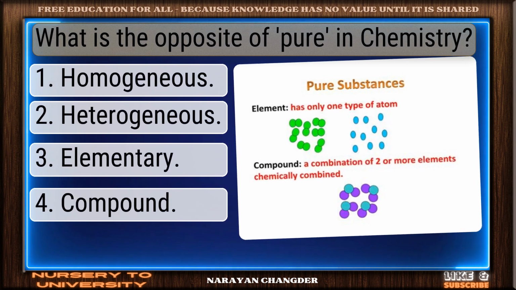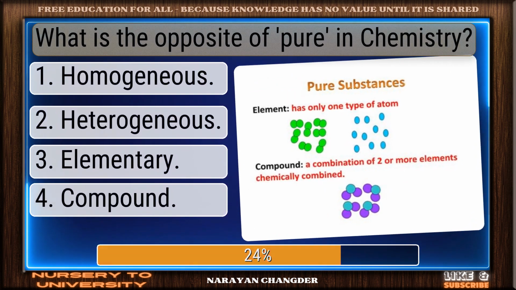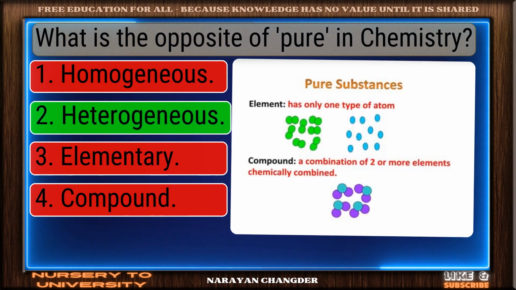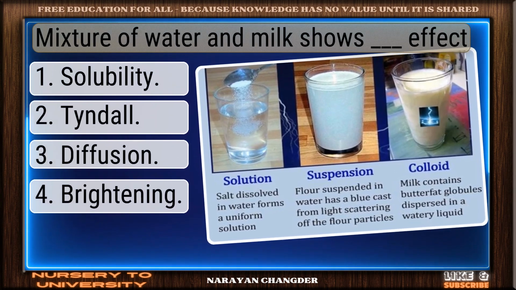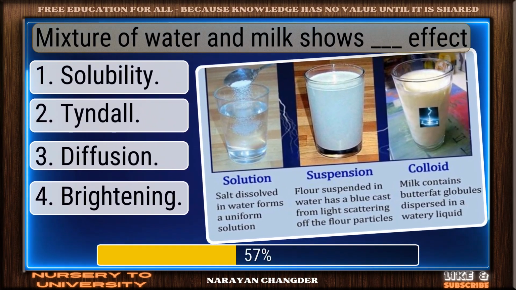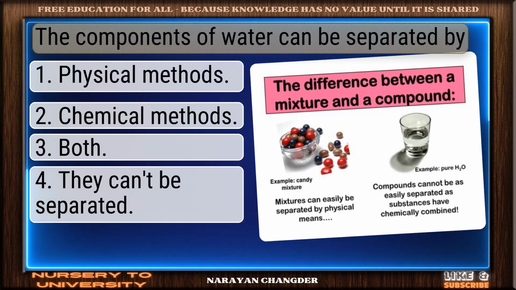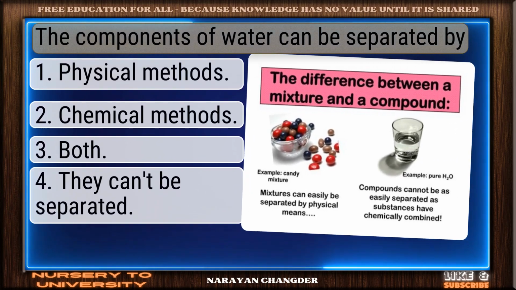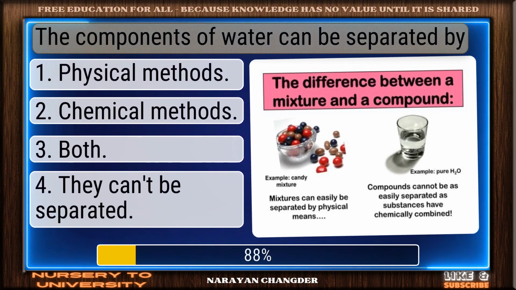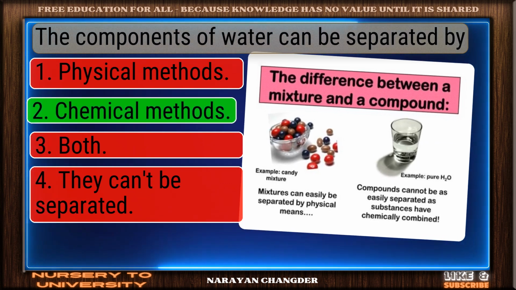Question number 210. What is the opposite of pure in chemistry? On track. Heterogeneous is the correct answer. Question number 211. Mixture of water and milk shows T effect. Bravo. Tyndall is the answer. Question number 212. The components of water can be separated by. Well done. Chemical methods is the right choice.